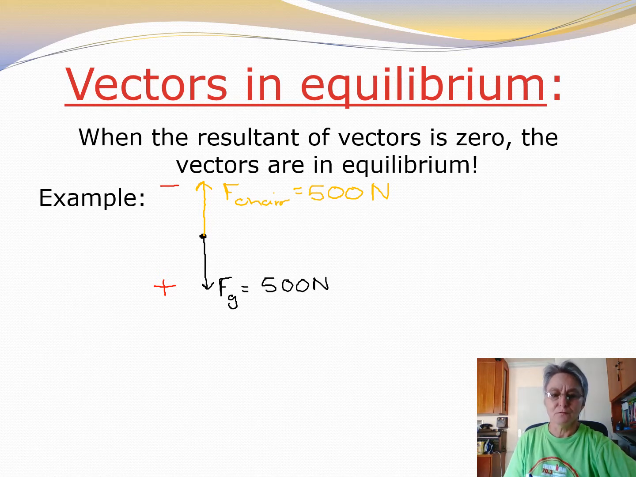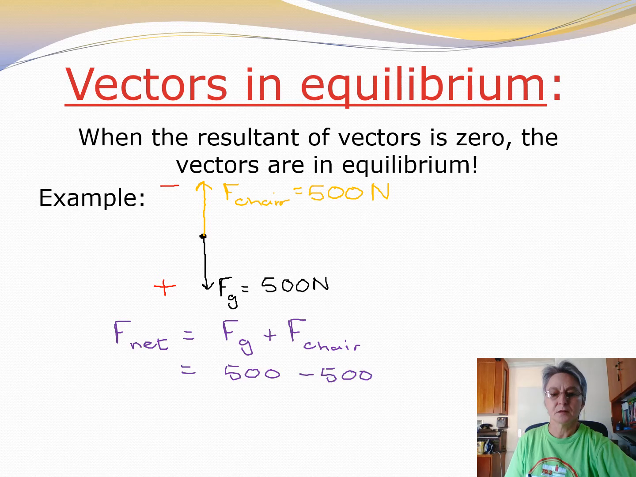So the net force on you will be Fg plus Fc. So it is the 500 minus the 500. So the net force acting on you is 0 newtons, meaning that the two forces, gravity and chair, are in equilibrium. The resultant is 0.